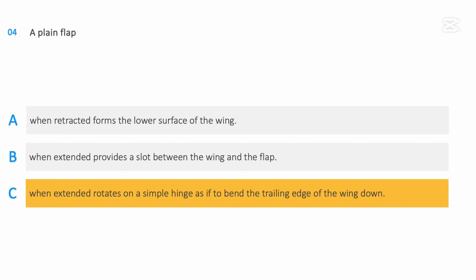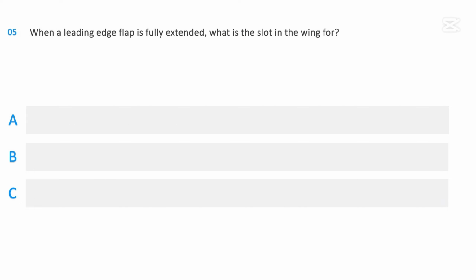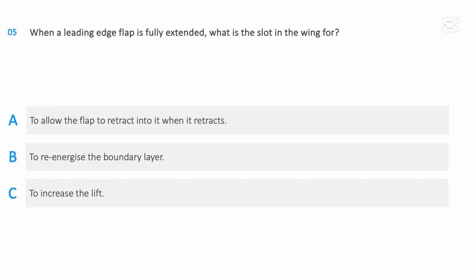When a leading edge flap is fully extended, what is the slot in the wing for? To allow the flap to retract into it when it retracts. To re-energize the boundary layer. To increase the lift. The correct answer is to re-energize the boundary layer.